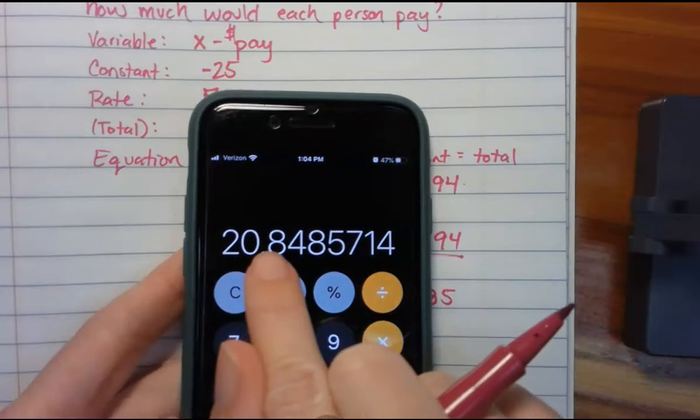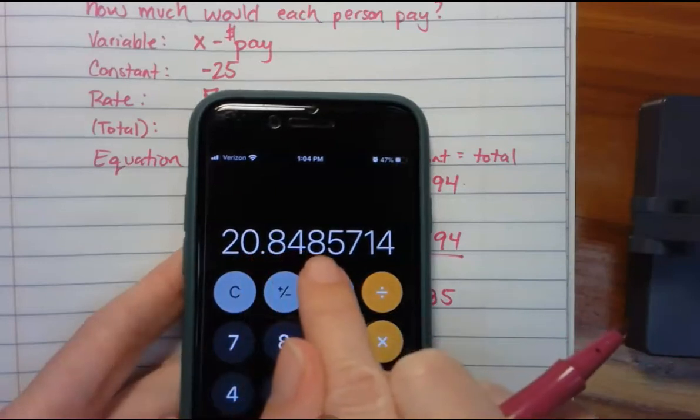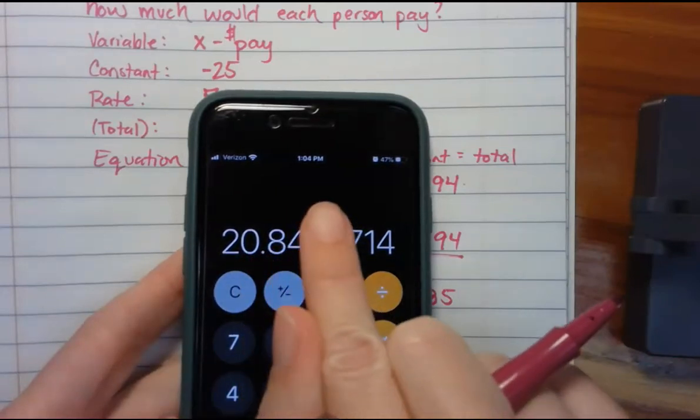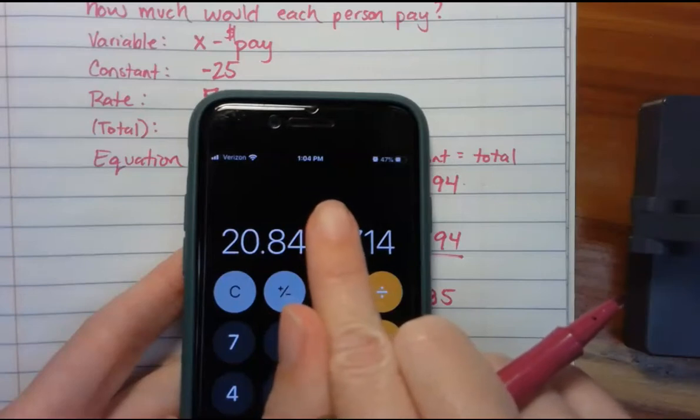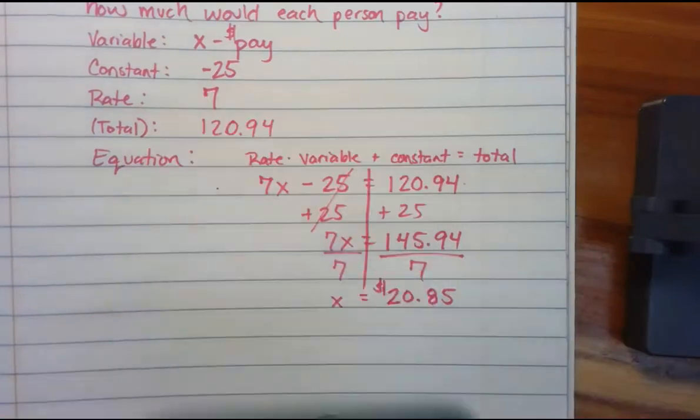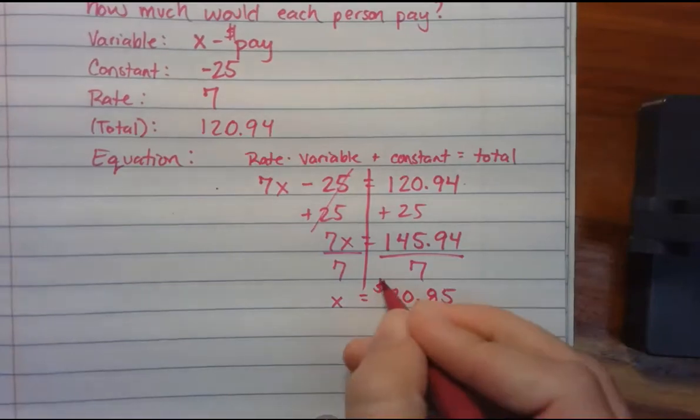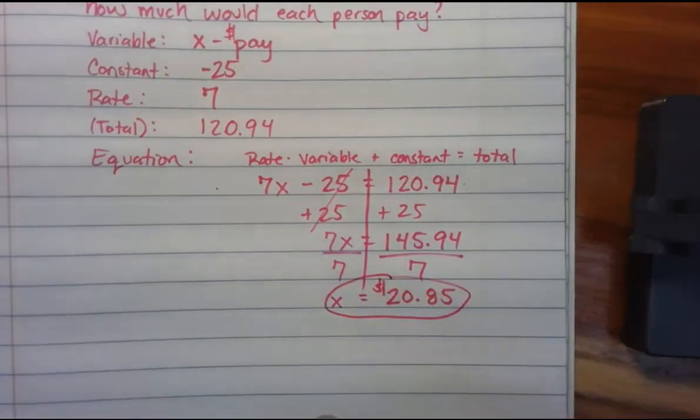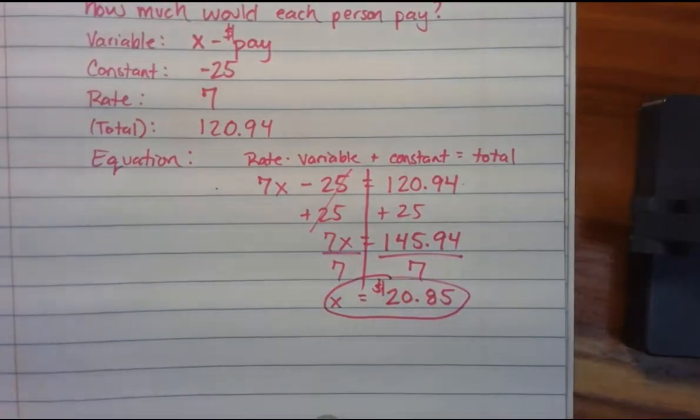So we have to do $20.84, but this 8 is going to round that up. Money only has 2 decimal places. So we look at the 84 and we say, oh, that rounds it up to 85 cents. So that's why it's $20.85. All right. Let's do one more.